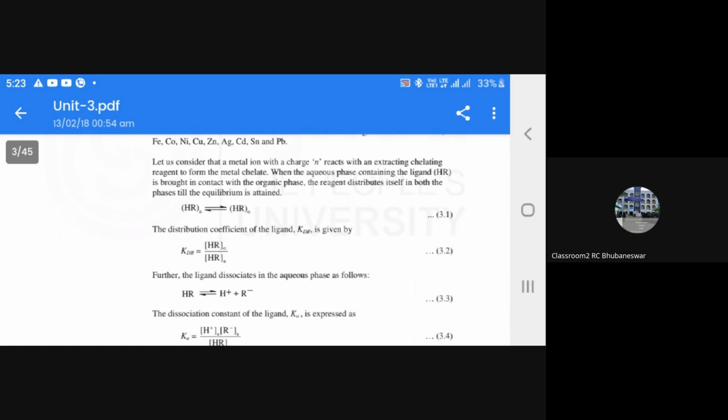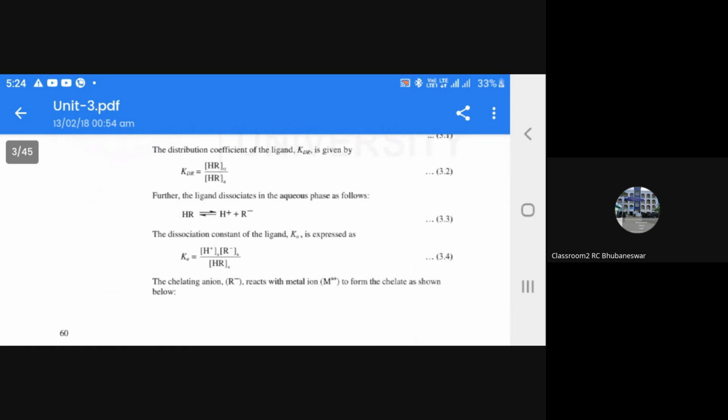The ligand also dissociates in the aqueous phase, which we can write as HR in equilibrium with H+ and R-. So the dissociation constant of the ligand, Ka, as it is acidic, can be represented as the concentration of H+ in the aqueous phase times the concentration of R- in the aqueous phase, divided by the undissociated concentration of HR in the aqueous phase.